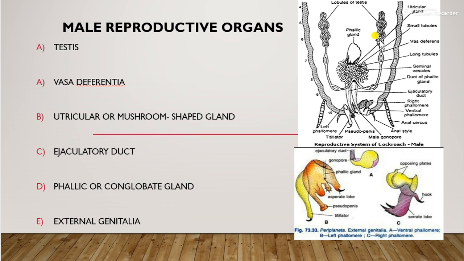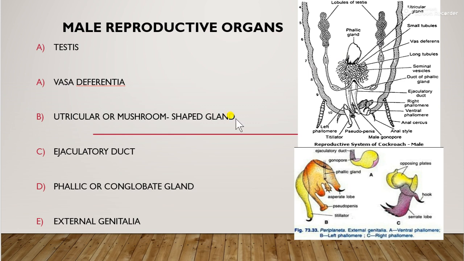Okay. And what is the function of this testis? The function of testis is sperm production. Now we see the next organ of male reproductive system, that is the vas deferentia. From each testis arise thin thread-like white vas deferentia. Both the vas deferentia pass backward almost to the posterior end of abdomen and then bend forward to meet in the middle and open into an ejaculatory duct.